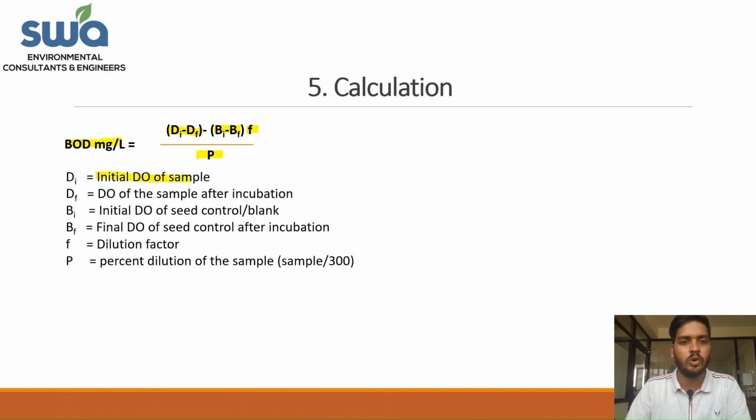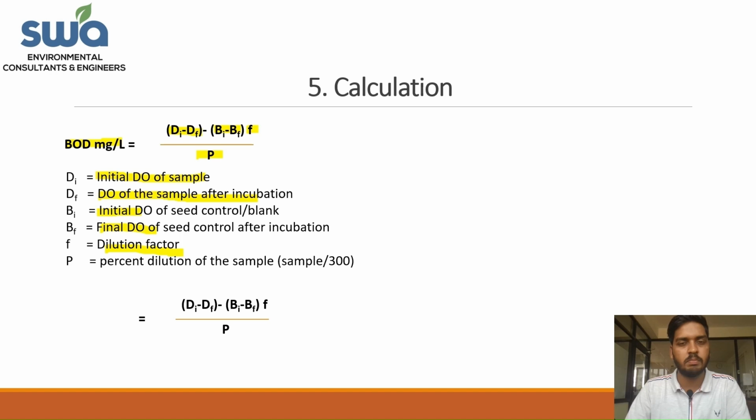DI is the initial DO of the sample, and DF is the final DO of the sample after incubation. So you have to subtract the final DO from the initial DO. Whatever value you get here, subtract from it the initial DO minus final DO of the blank. BI stands for the initial DO of the blank and BF stands for the final DO of the blank. So subtract the final DO of the blank from the initial DO of the blank, and whatever value you get, subtract it from this. F stands for the dilution factor.